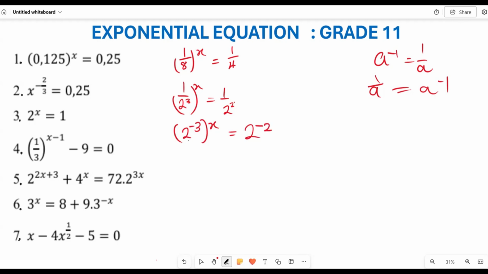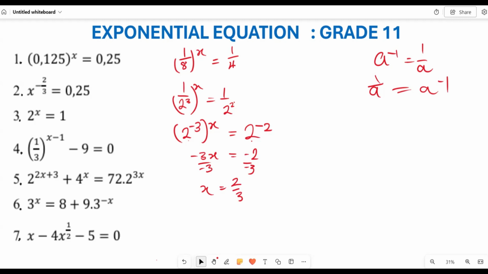Now that the bases are the same, we can drop our bases and equate the exponents. So this is going to be negative 3x is equal to negative 2. Then from here you are going to divide by negative 3 on both sides, which means the value of x is 2 over 3. Are we all fine? So that's what we are going to have from here.